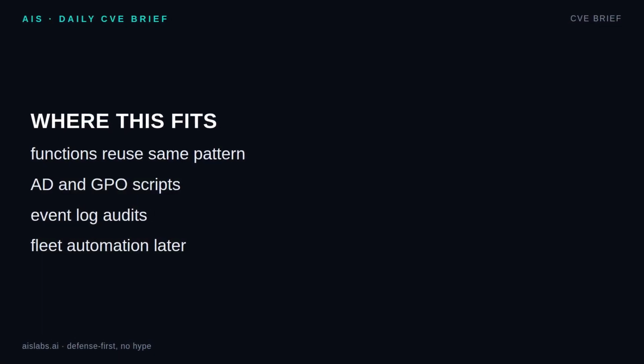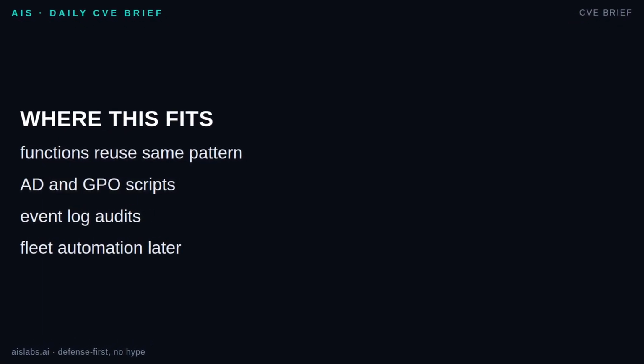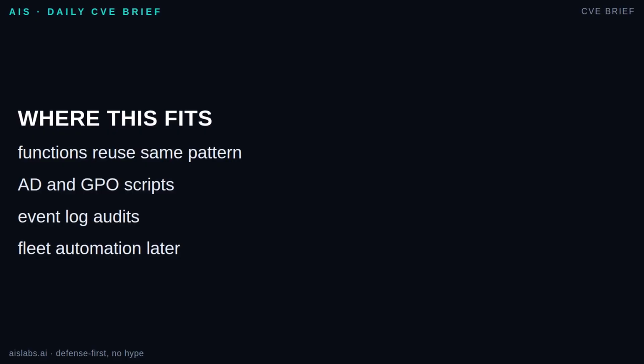This is one of those foundation skills that quietly shows up everywhere. When we move from scripts to functions, the same param habit comes with us. When we query Active Directory, we will parameterize the search base, server, and account name. When we work with Group Policy Object reporting, GPO for short, we will parameterize domain, backup path, and report type. When we audit event logs, we will pass log name, event identifier, and time window instead of editing constants.